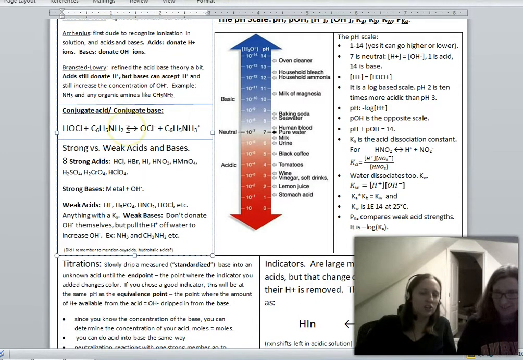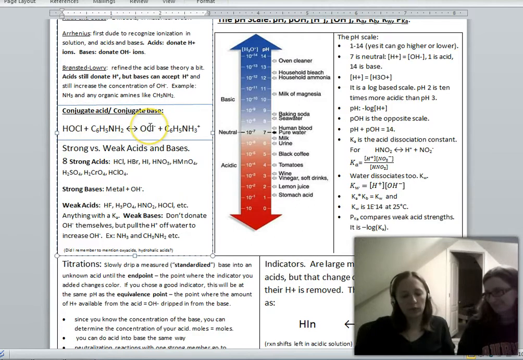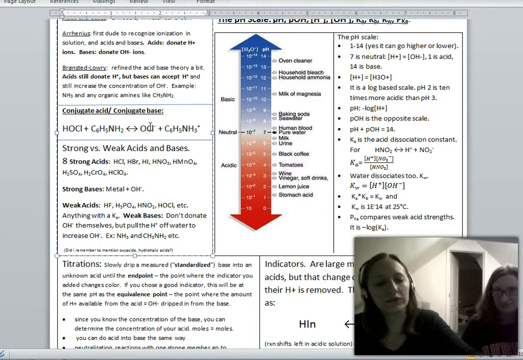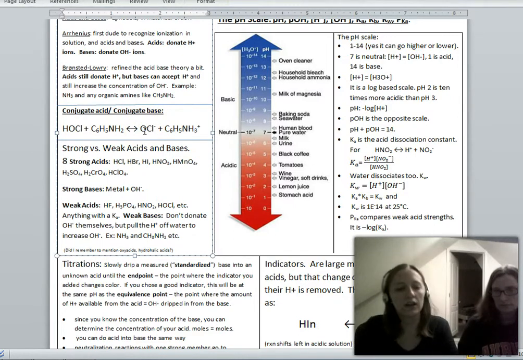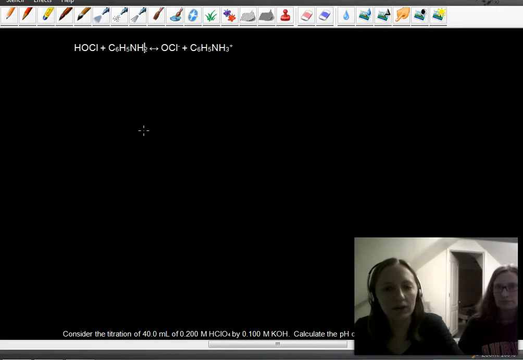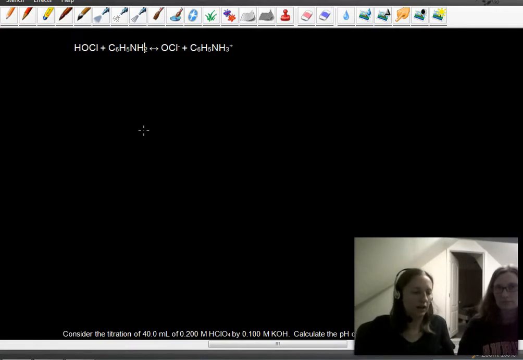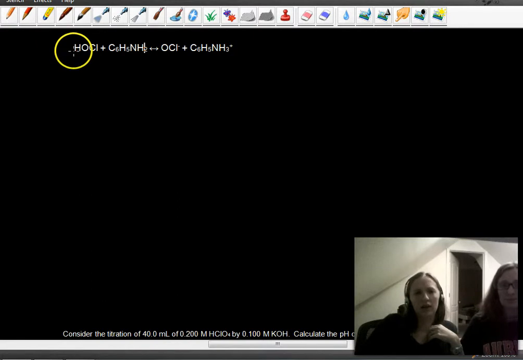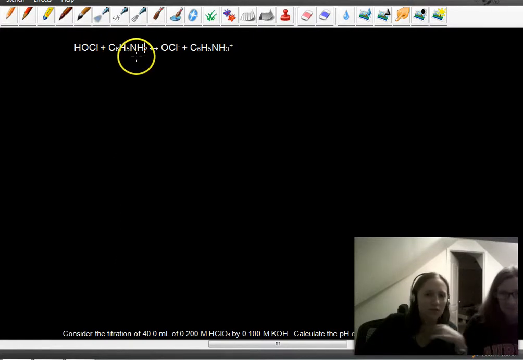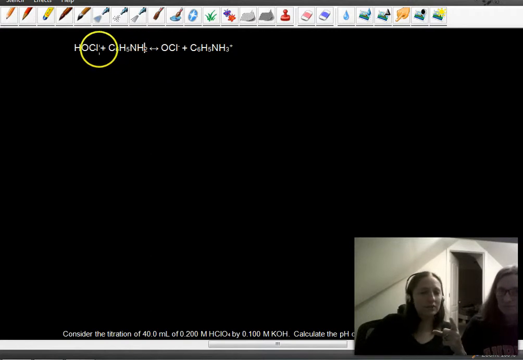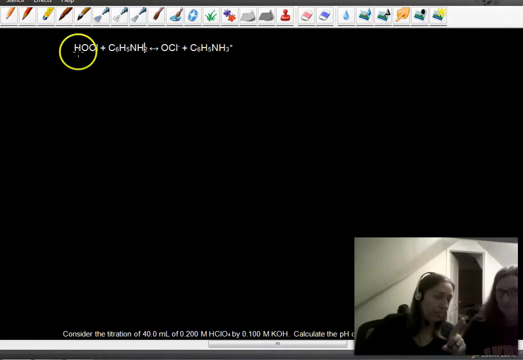Topic number 2 is conjugate acids and conjugate bases, which is kind of thinking about acids and bases in the context of an equilibrium situation. So let's go to the black screen so I can write on it. And here's a situation where you've got this acid here, hypochlorous acid, and this amine, which is a hexamine base thing. See the NH2? And this acid is reacting with this base. This is a weak acid, and this is a weak base.